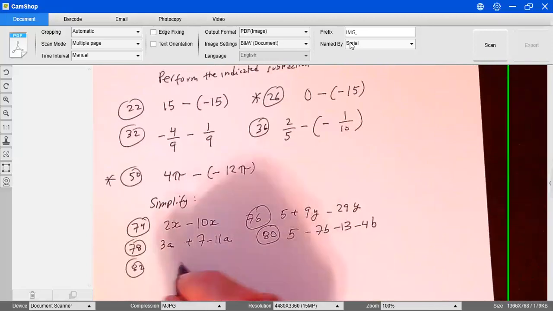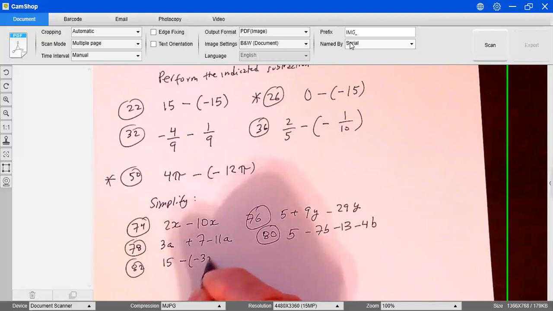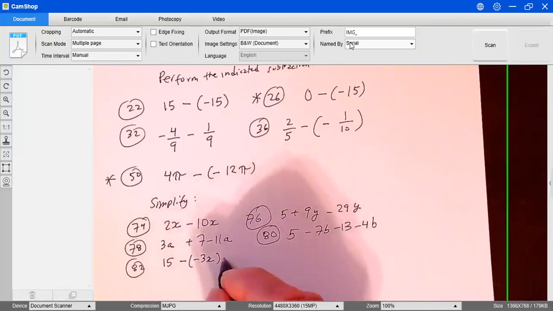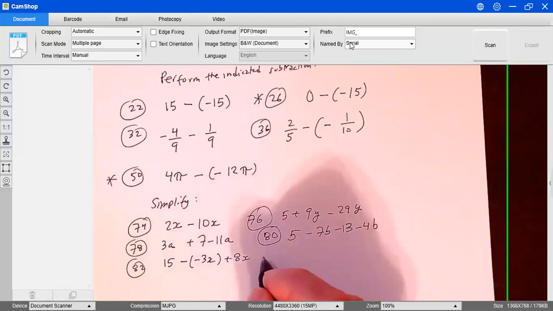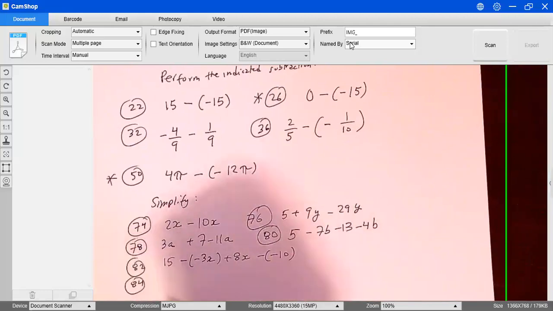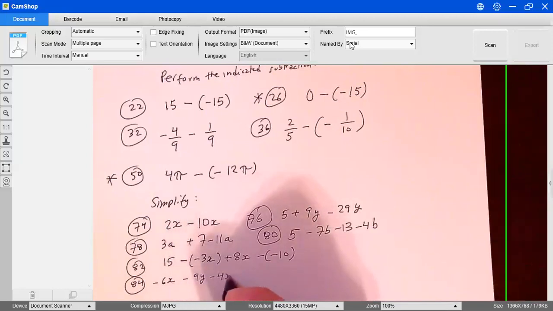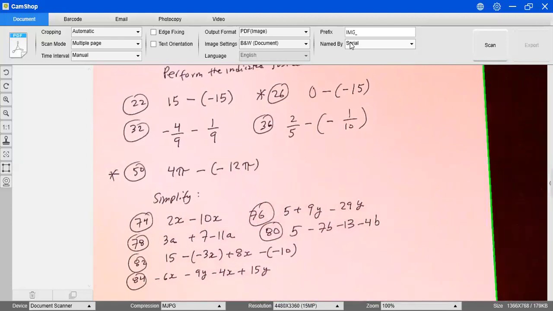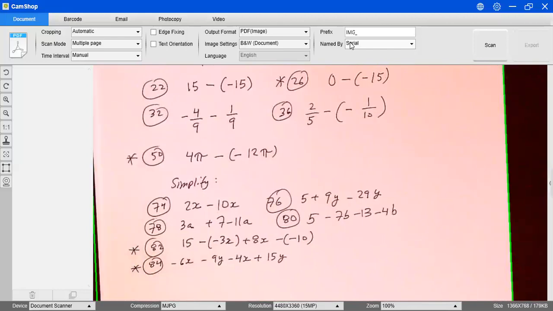82, 15 minus 3x plus ax minus 10. And finally, 84 is just -6x minus 9y minus 4x plus 15y. So I want at least these two exercises. So that's the end of section 1.6.